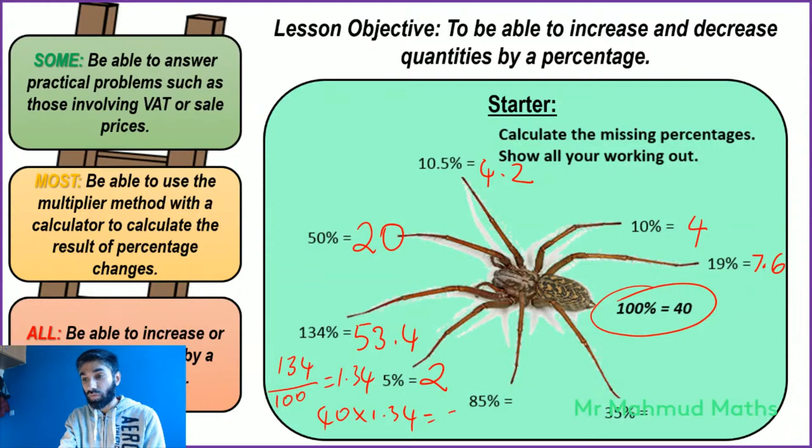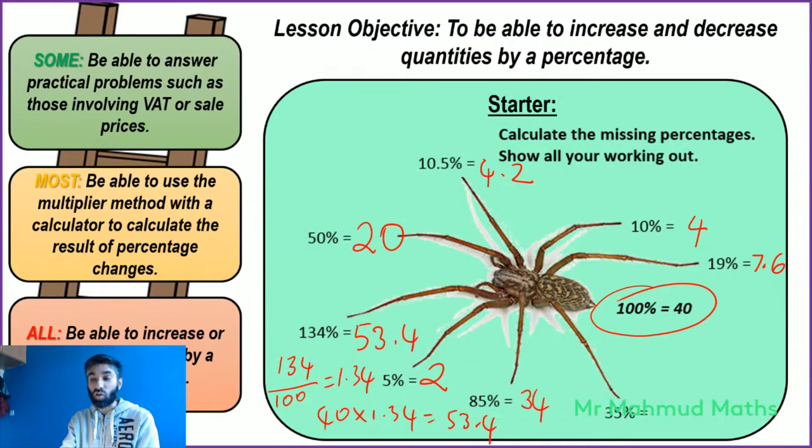So that gives us 53.6. Okay. Now, 85%, we can find the multiplier 0.85 times by 40. And that gives us 34.